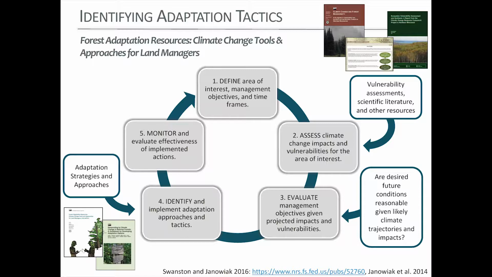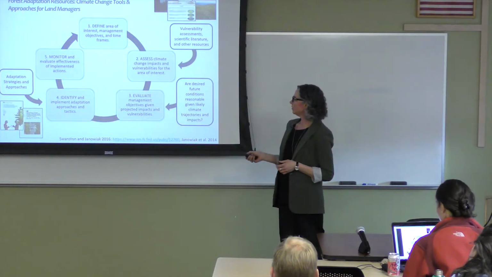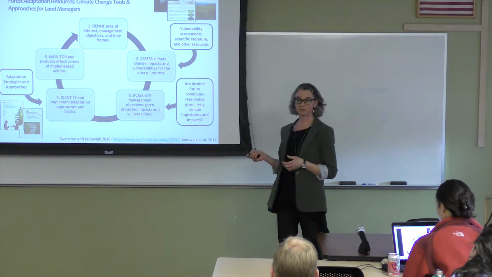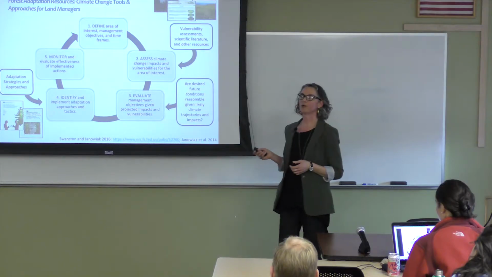So we defined each of the areas of interest. We took a look at the climate change impacts and vulnerabilities for that particular forest ecosystem type that we had chosen. We evaluated and developed management objectives for that ecosystem type. And here's where we started asking questions about, is our typical view of a desired future condition still relevant given what we know about future climate change?